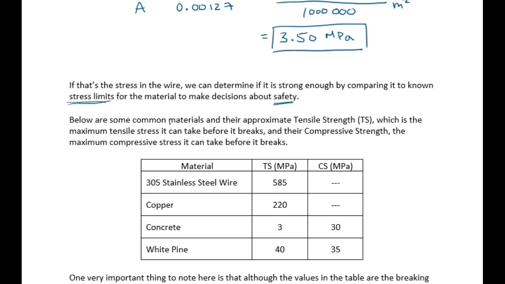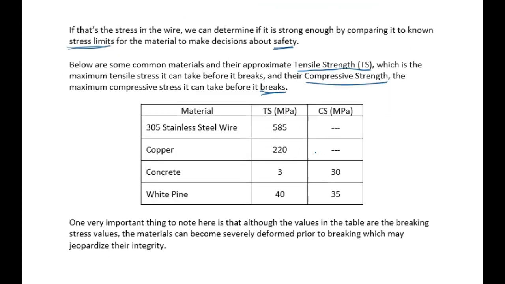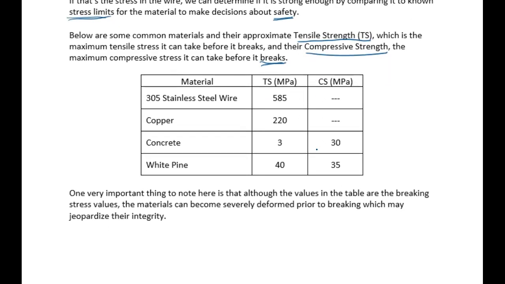So below are some common materials and their approximate tensile strength, as well as their compressive strength. So these ones are the maximum that it can handle before it breaks. So again, there are different ones that you can look up comparing different products that you're actually using. So this is our tensile strength in megapascals and our compressive strength in megapascals. So as long as our unit is the same, we can do the comparison.